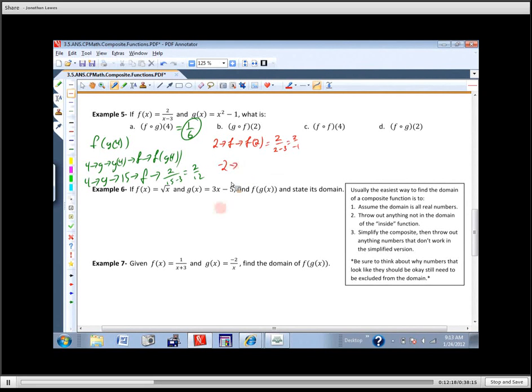And then I'm going to take that and put it where? Put it into g. So I'm going to find g of negative 2. So that's going to be negative 2 squared minus 1. So this is 4 minus 1. The answer there is 3. Any questions?